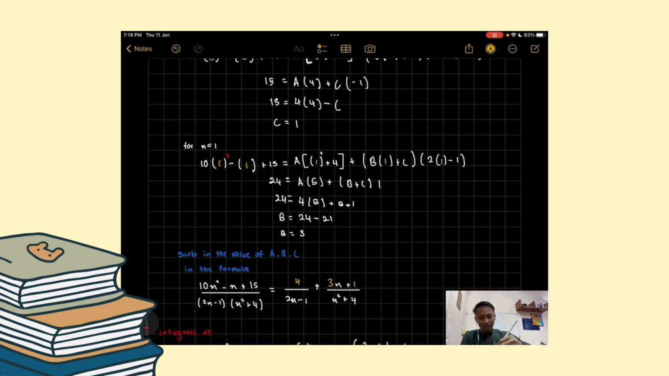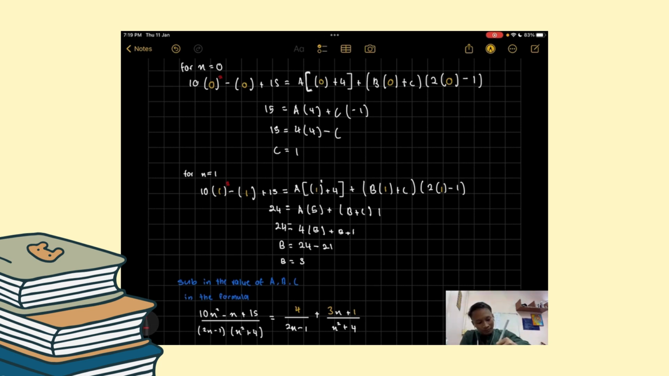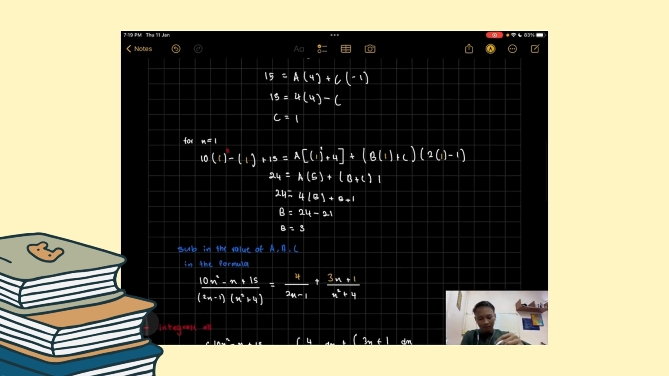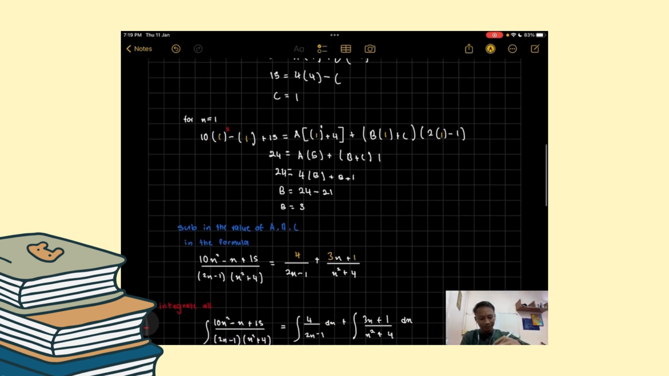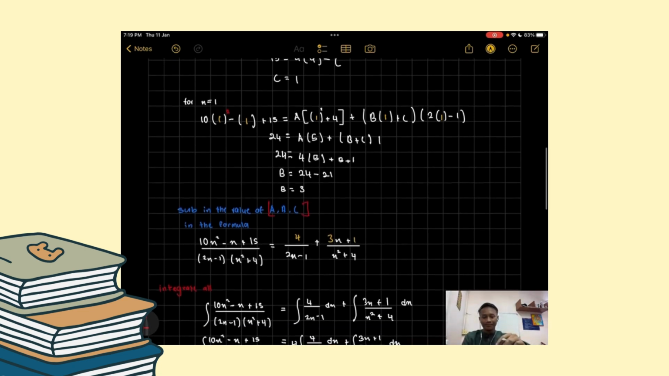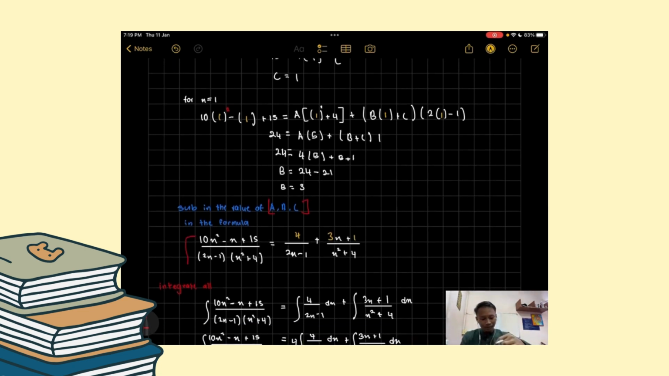After we get all the values a, b and c, we substitute a, b and c in the formula. So we get this one: 4 over 2x minus 1 plus 3x plus 1 over x squared plus 4.